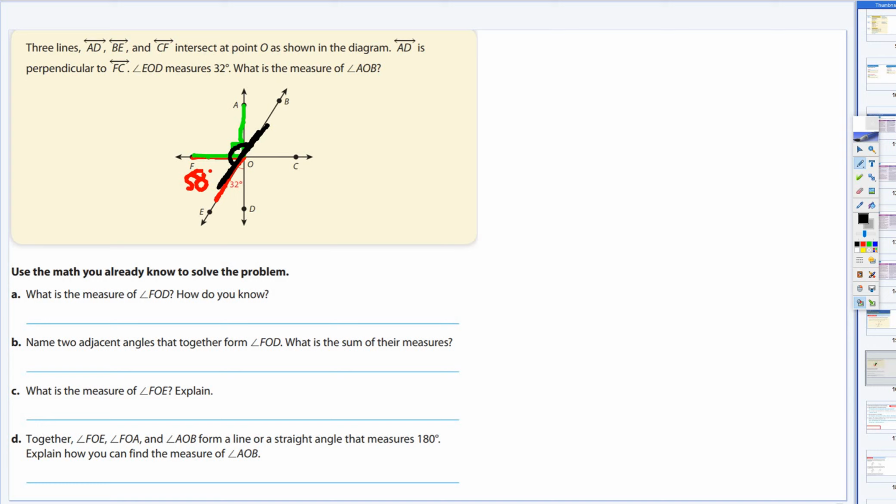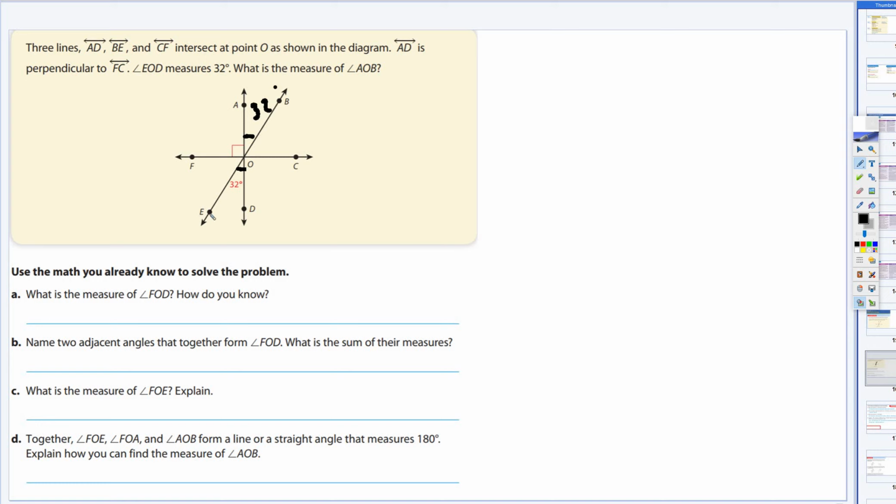So that means angle AOB must be, well, if this is 58 and this is 90, this has to be 32 degrees, because combined, they will give us 180 degrees. What else do you know about this 32 degrees? Well, if you can see this, it is opposite this 32 degrees. They're opposite each other. That's called vertical angles. And vertical angles are congruent angles.